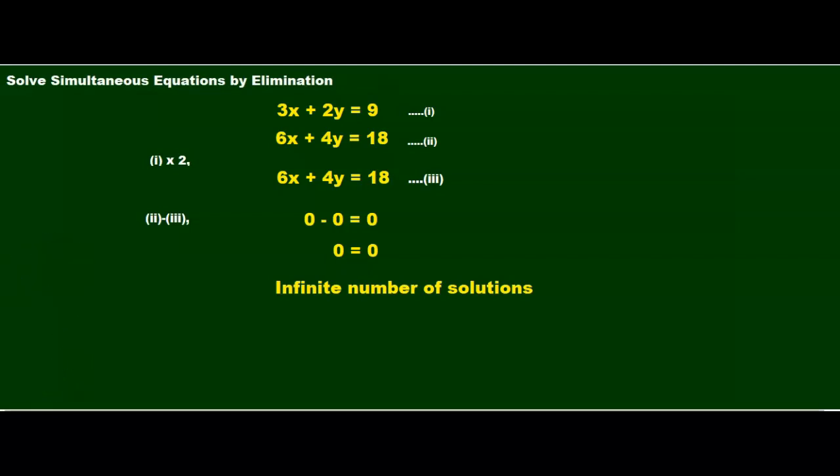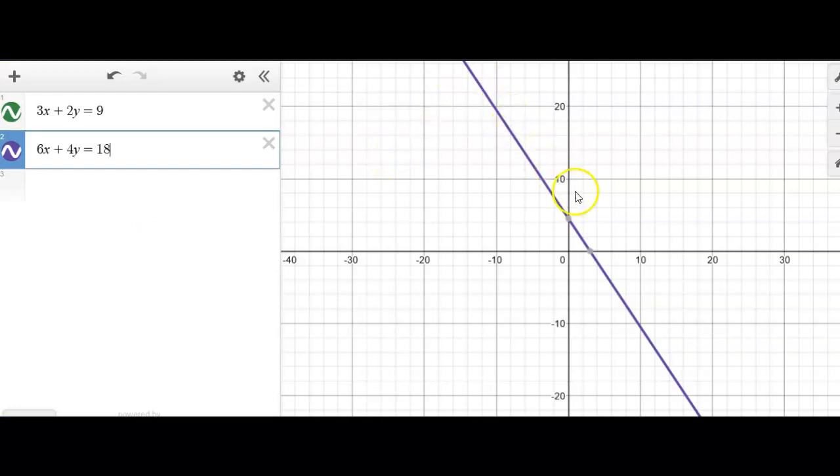Now in the graph, the two lines actually overlap each other. They're actually one and the same. If you can see, 3x plus 2y equals 9 is this line. 6x plus 4y equals 18 is also the same line. So each point on that line lies on or intersects with the point on the line below it. And that's how we get an infinite number of solutions.